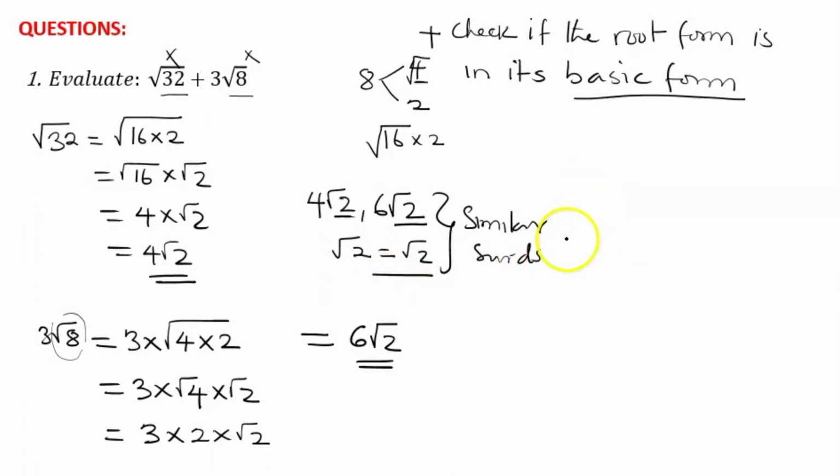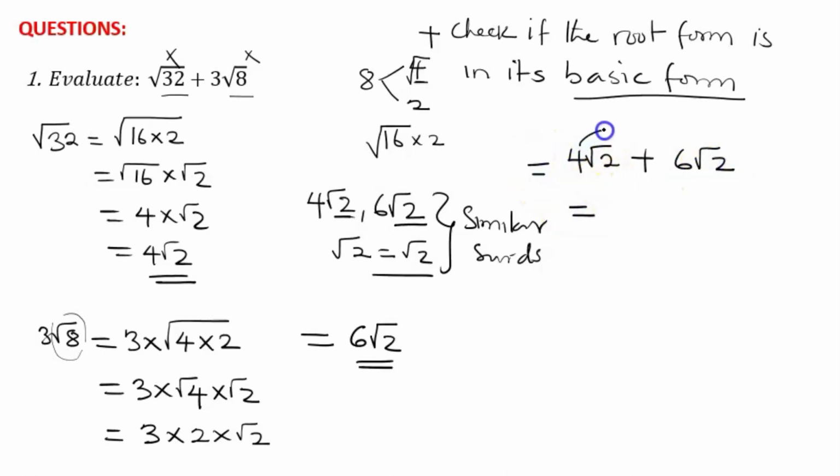We now go back to the question. The question is saying root 32, that happens to be our 4 root 2, is being added to 3 root 8, which by our expression now in its basic form is 6 root 2. Okay, so what do we do? We simply add them together.